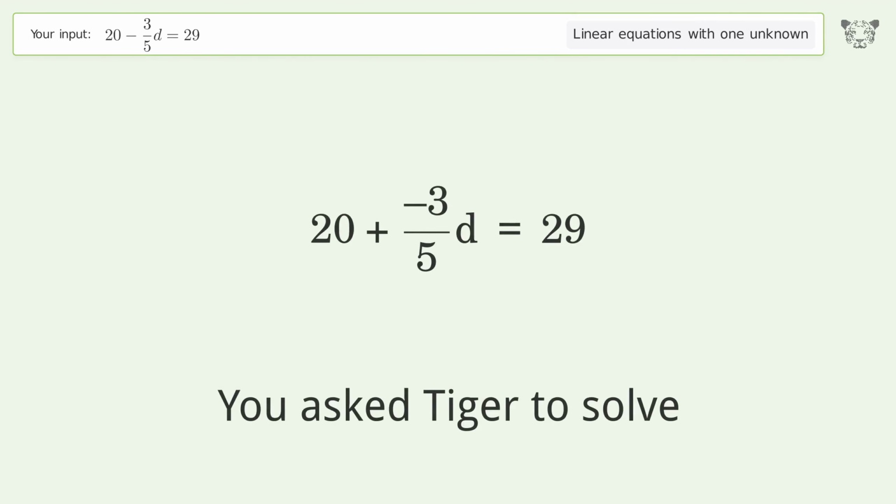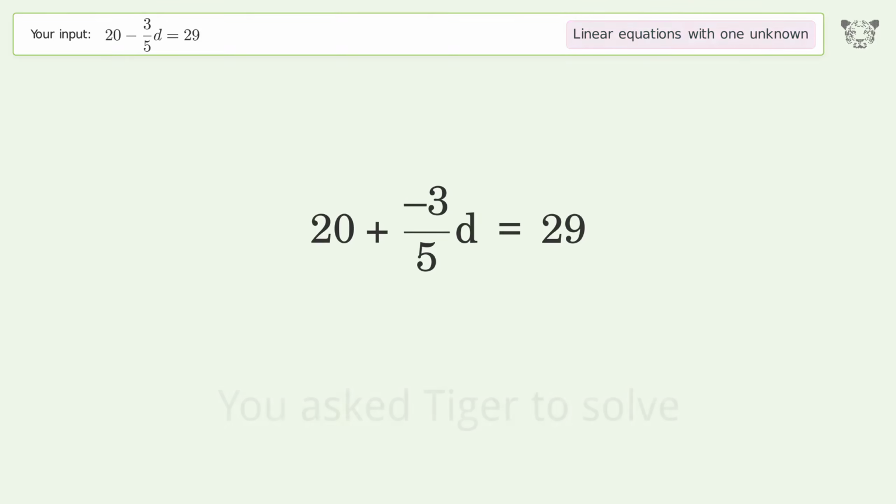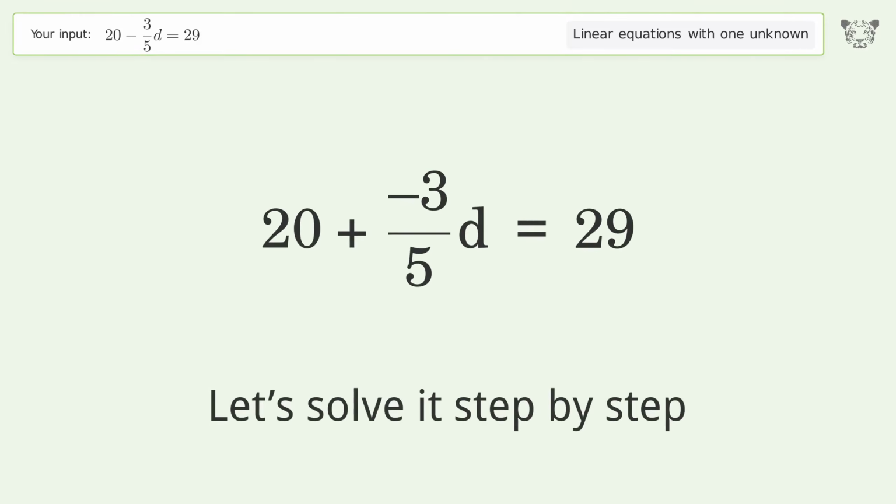You ask Tiger to solve. This deals with linear equations with one unknown. The final result is d equals -15. Let's solve it step by step.